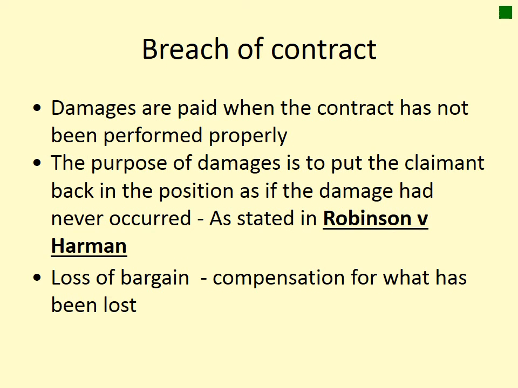So let's look first of all at breach of contract. If there is a breach of contract, then damages are paid when the contract has not been performed properly. And the purpose of these damages is to put the claimant back into the position as if the damage has never occurred, as stated in Robinson and Harmon. Loss of bargain is compensation for something which has been lost.